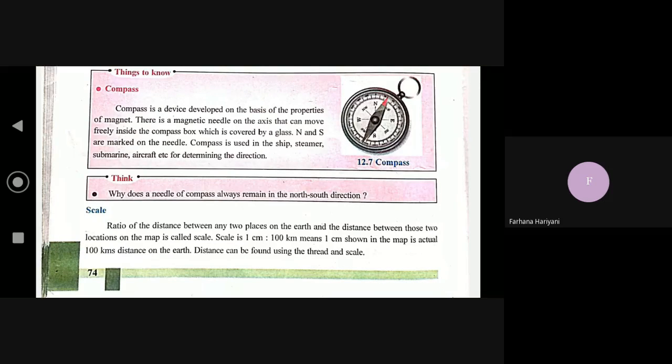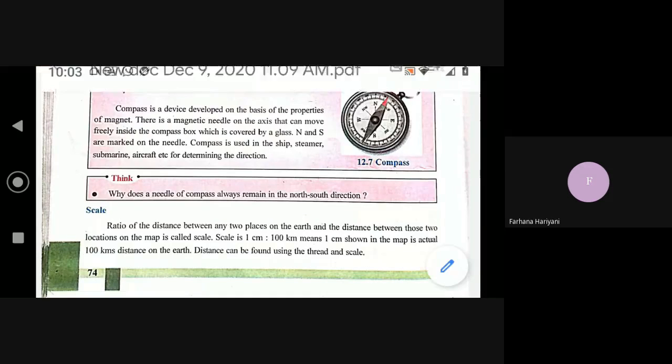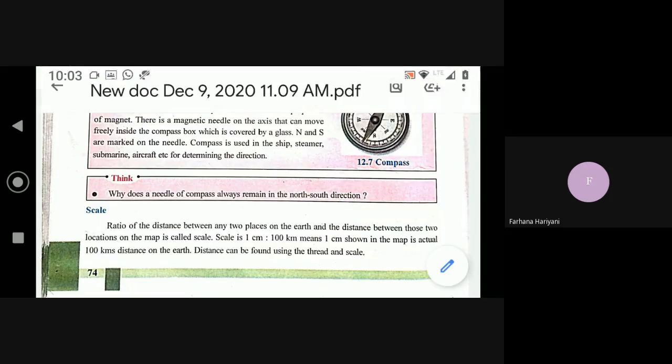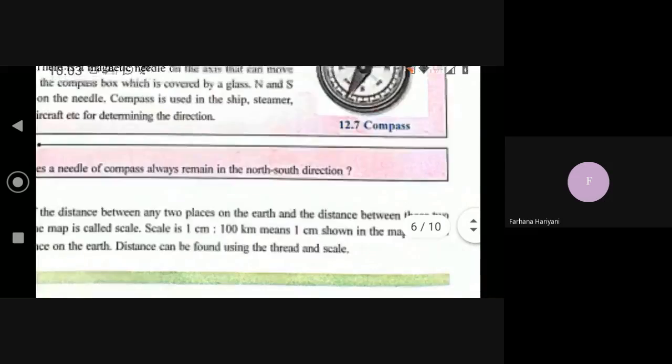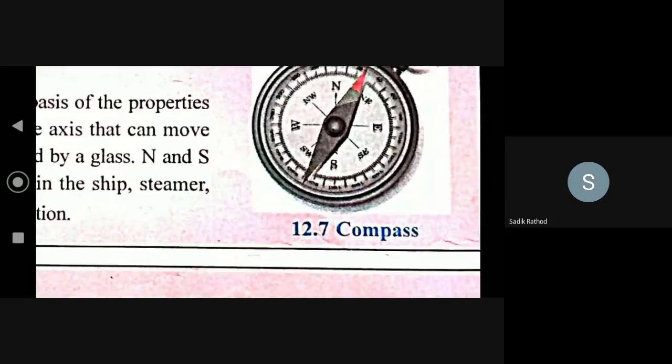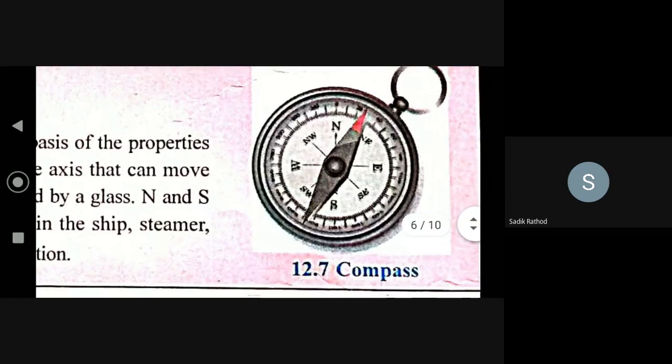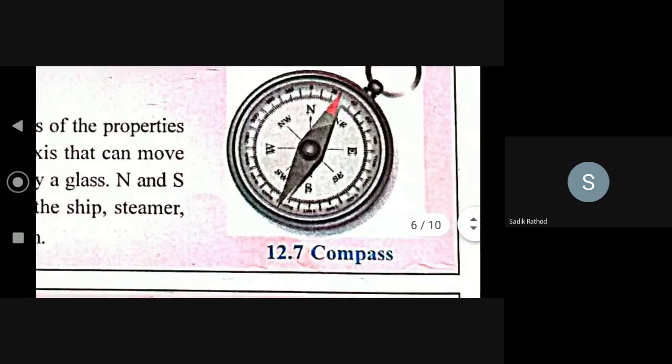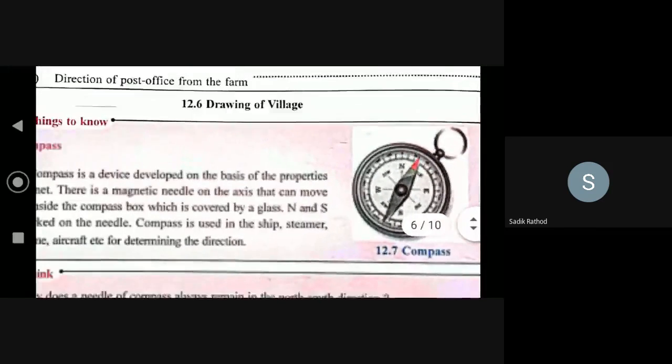So, what do we use compass for? For seeing the directions. Basically, I had explained you previously also. Okay, compass हम ship में, steamer में, submarine में, aircraft में ज़्यादातर use होता है, right? To indicate the directions. और compass पे क्या ड्रॉ होता है? North and south. Can you see? And it works on magnetic field. Magnetic needle.